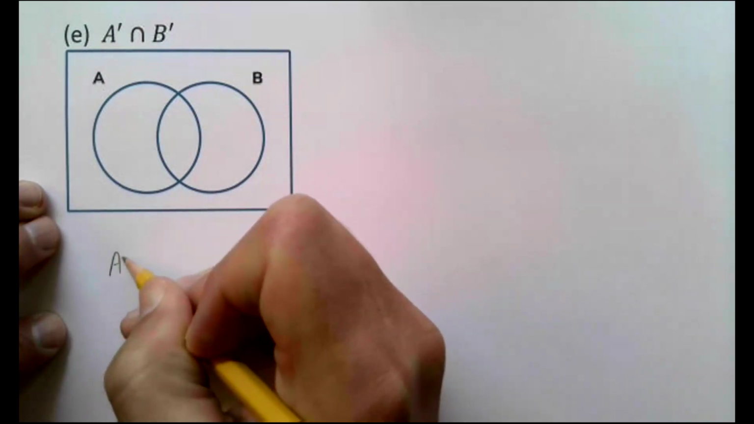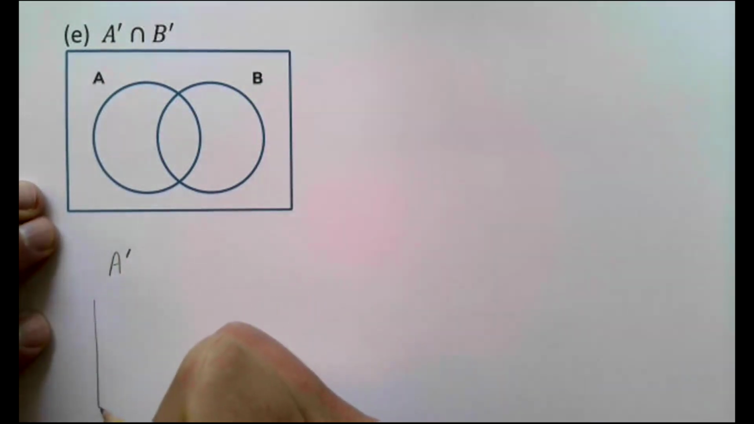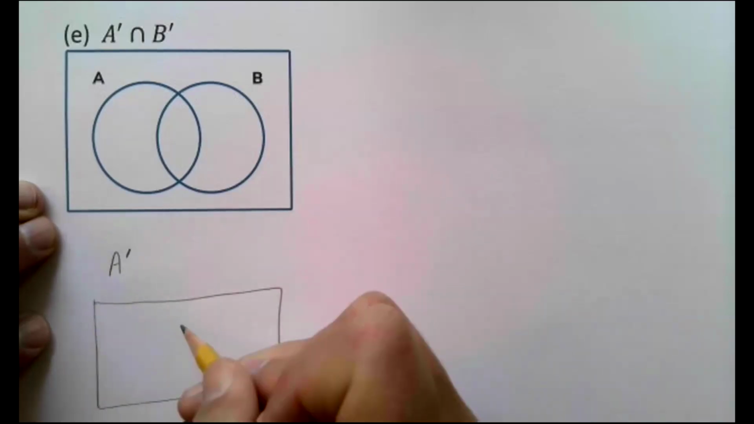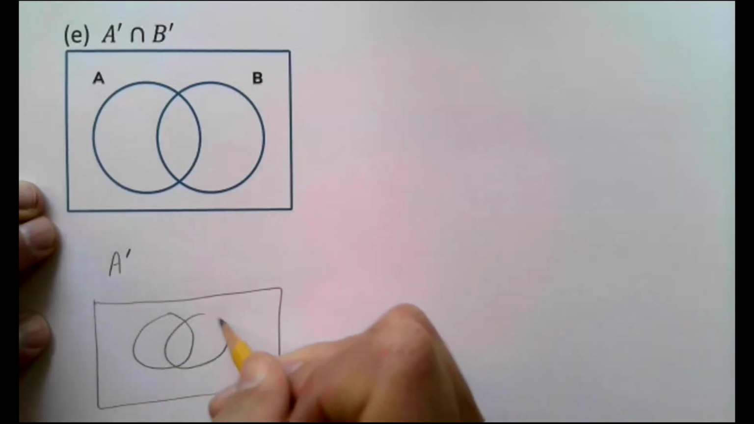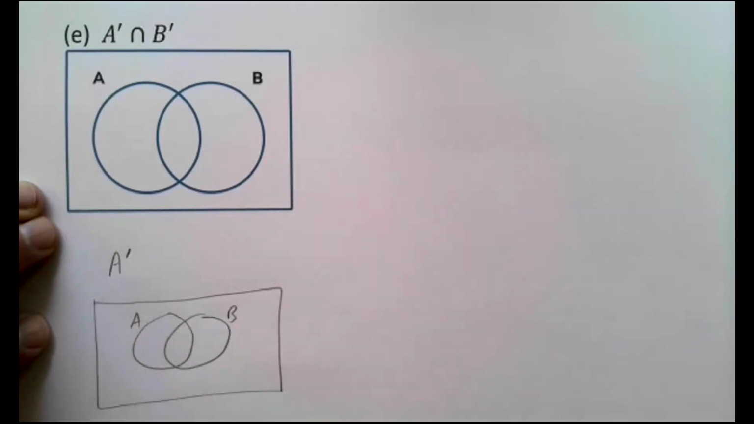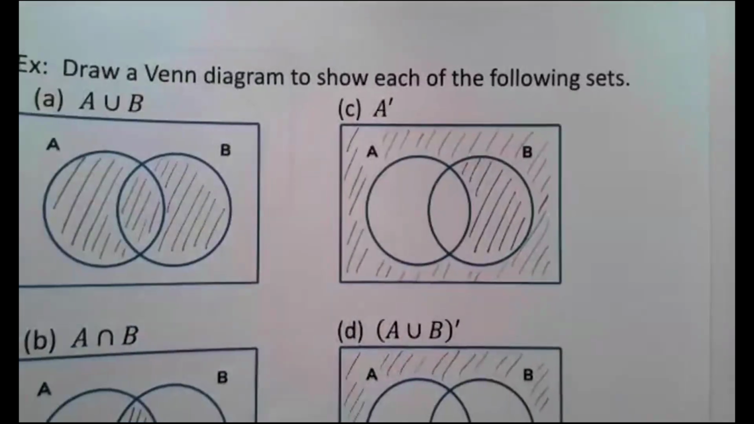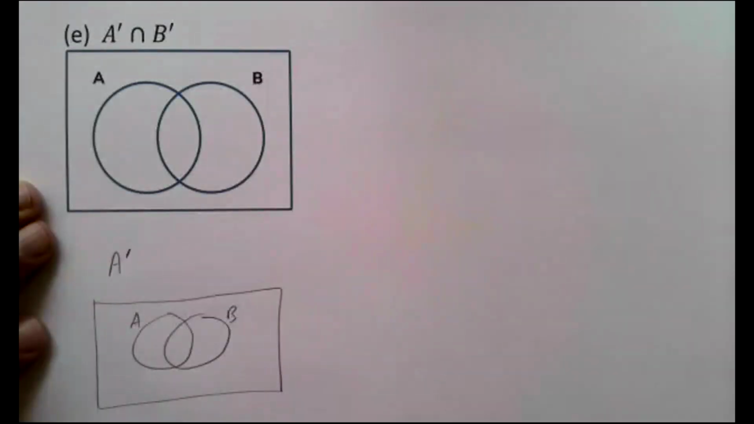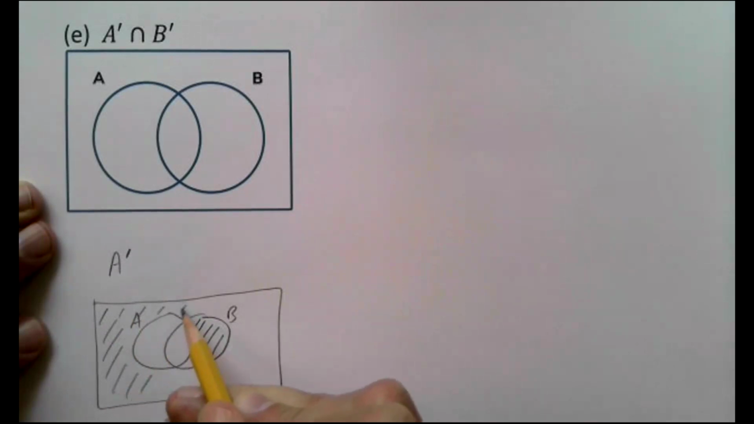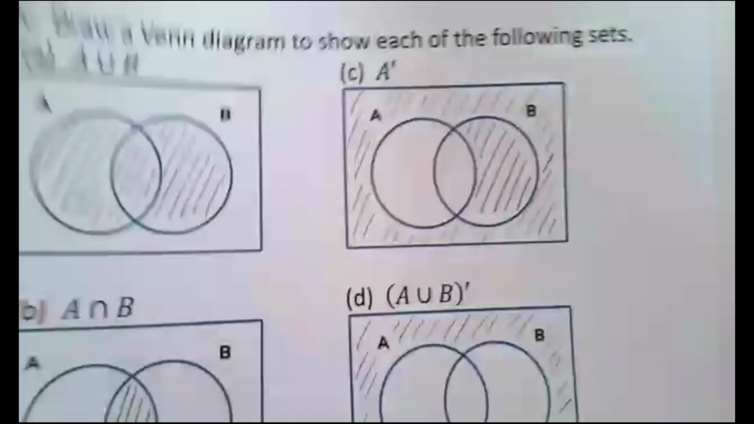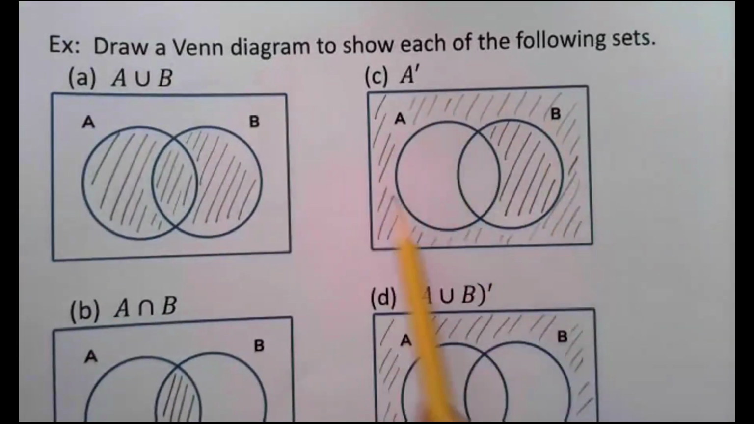Because what does A complement look like? A complement, we actually just did that on the last page, but let me remind you. We actually just did A complement right up here. A complement was this. It's everything not in the A circle, right? So A complement did include this part, but it also included all of this. That was A complement. You saw that right here.